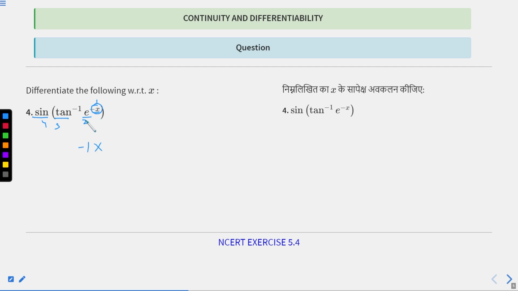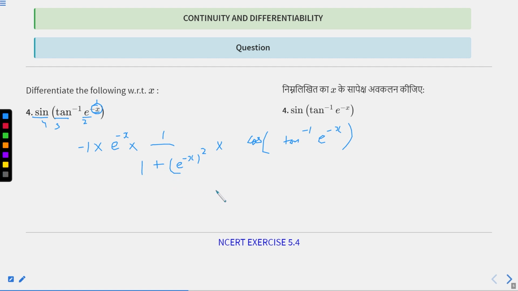Now multiply with the derivative of 2, it will be e of minus x. Now multiply with the derivative of tan inverse. Tan inverse is 1 divided by 1 plus whatever inside. So you will get e minus x whole square. Now multiply with sine. Sine is cos and whatever inside, tan inverse e minus x. So you will get your answer as this.